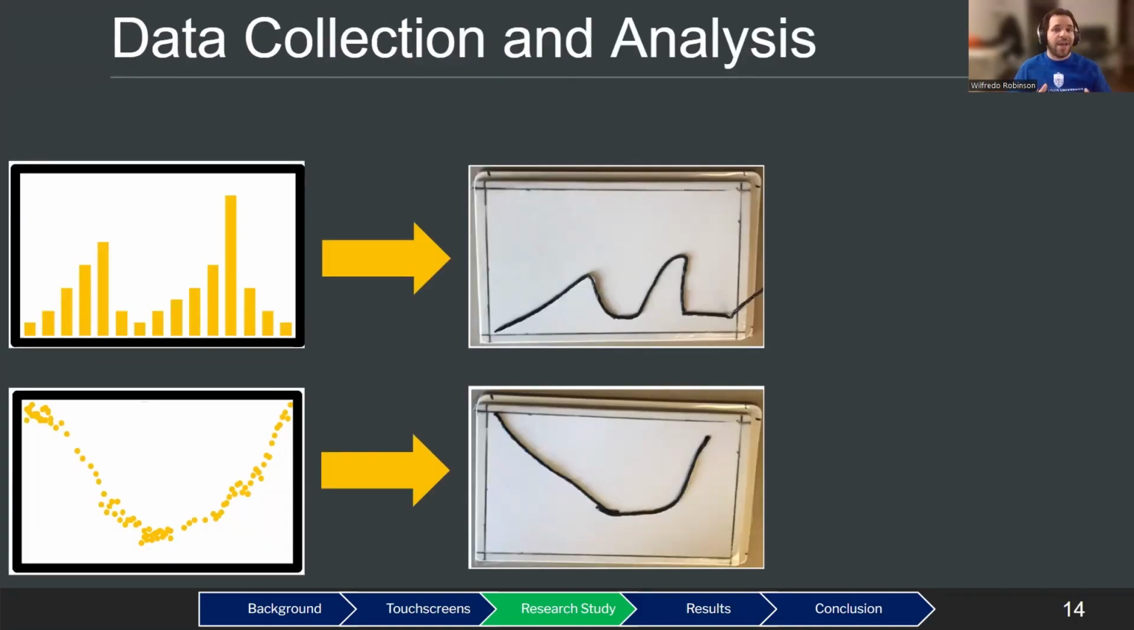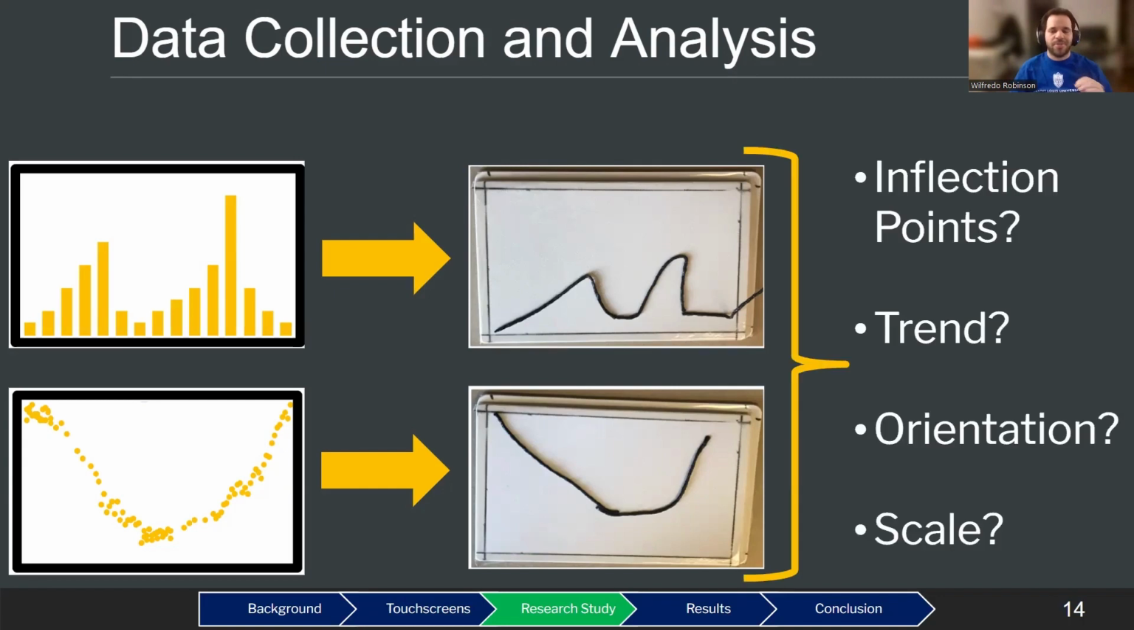For data collection and analysis, the tablets would log across time the finger location data on the screen while the participant was exploring. We took pictures of each of the recreations that participants made with Wikisticks, and we also took videos of their hands while they were exploring the touchscreen and then recreating the graph from memory. We then judged these recreations based on 4 criteria. Number one, did the recreation account for all the inflection points in the original graph?